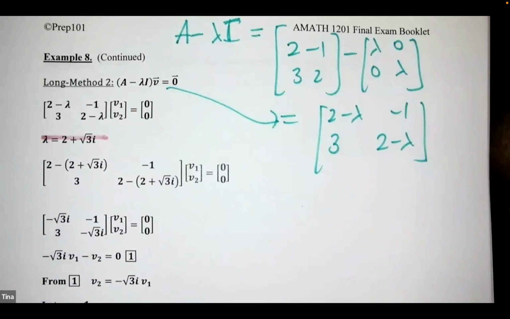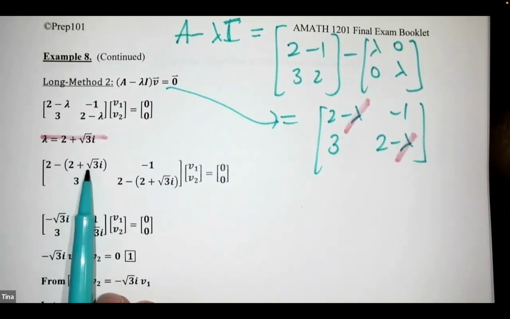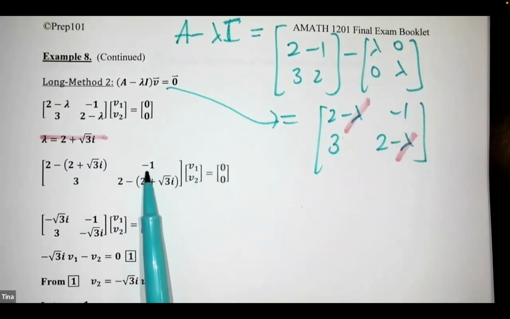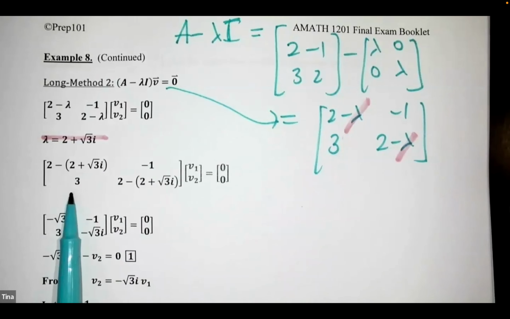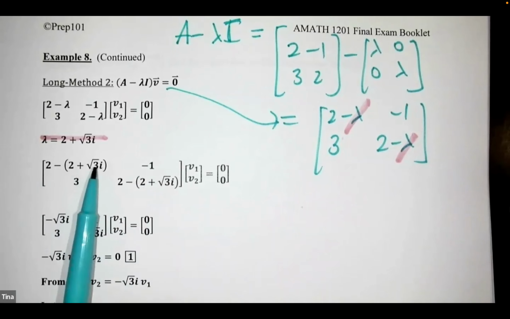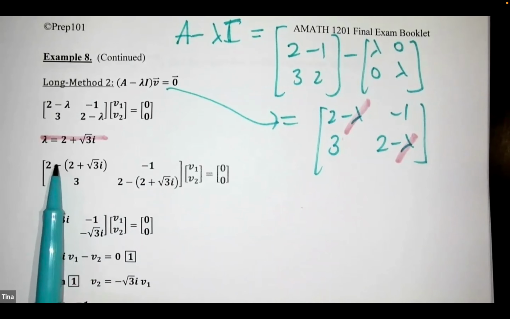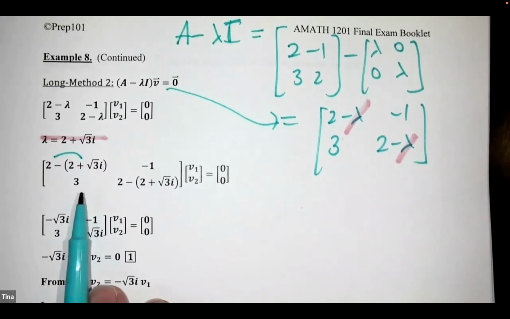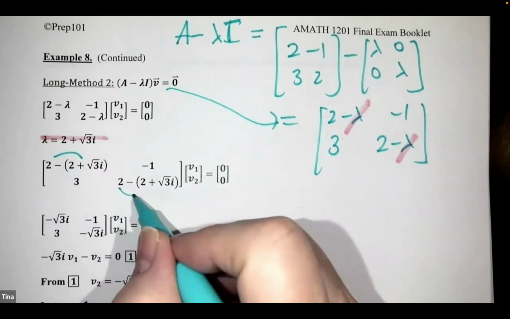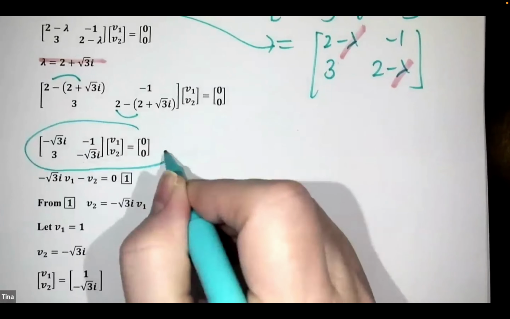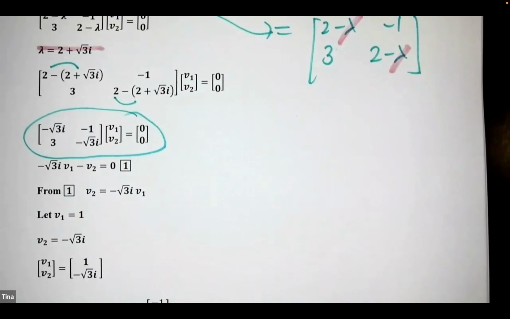So if lambda is 2 plus root 3i, and that goes there and there, then it's 2 minus (2 plus root 3i), negative 1, 3, and 2 minus (2 plus root 3i). So think about the canceling here. 2 minus 2 is 0, so that's just negative root 3i. Negative 1 stays, 3 stays, 2 minus 2 is 0, and then negative root 3i. So that's what we've got to solve.